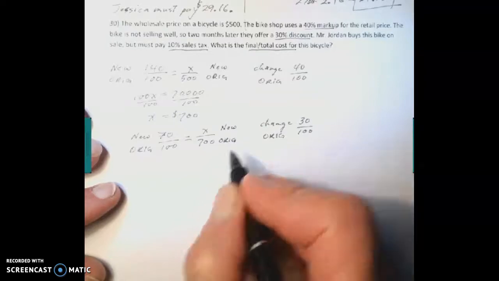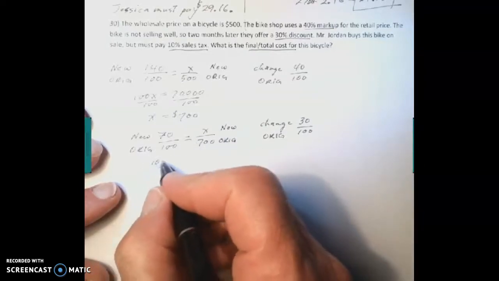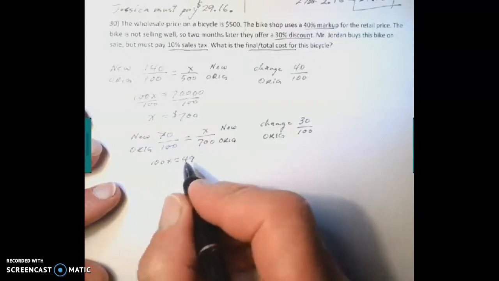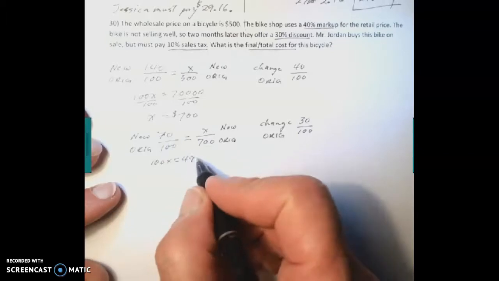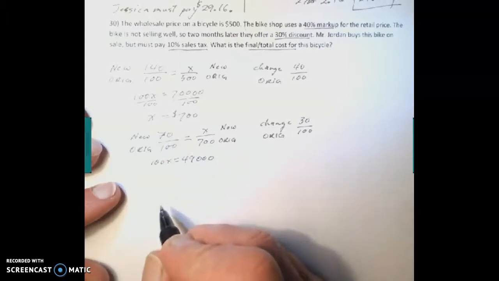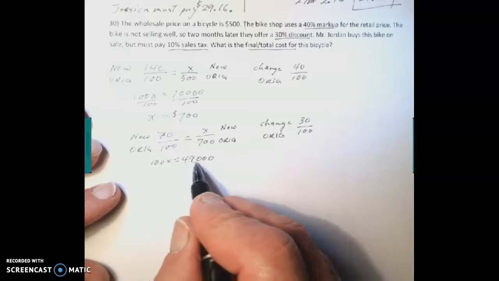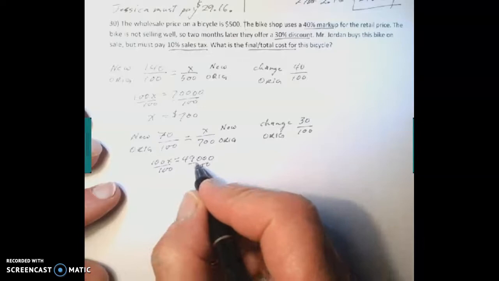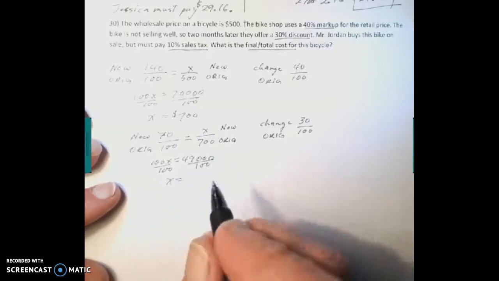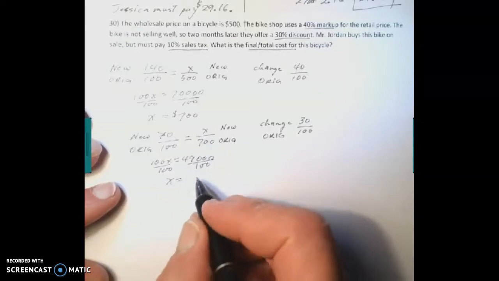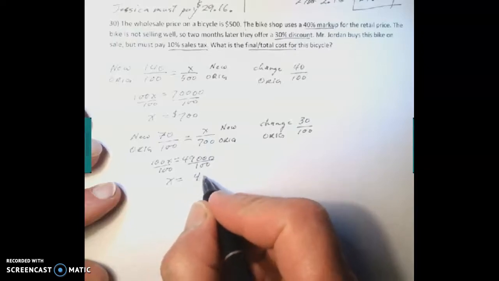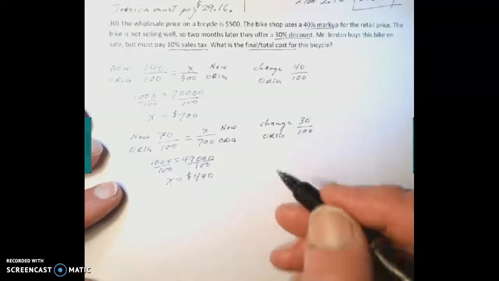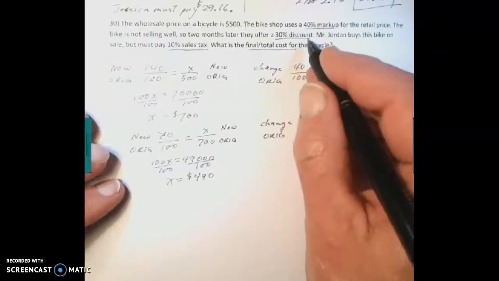This is our original. Cross multiply. You get 100x equals 7 times 7 is 49. We have 3 zeros in this. That's what we will have. 3 zeros. So 49,000. And you divide by 100. And you find that the cost after they take off 30% is $490. You're not done. That is taking care of the discount.